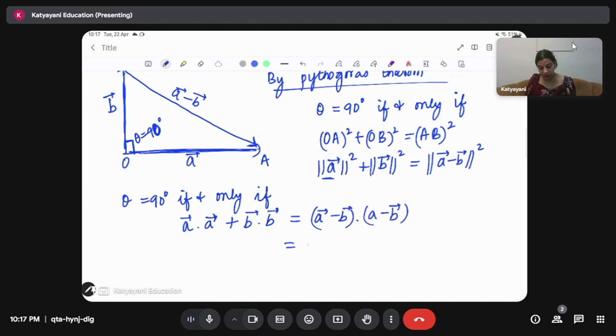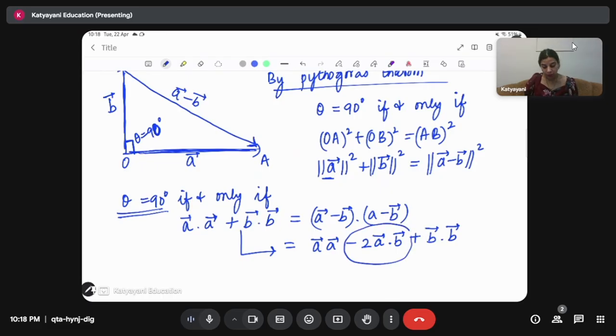Again when you open this, we have already proven this. a dot a minus 2 a dot b plus b dot b, right? When you open this, this is what you will get. तो बोल रहा है कि theta 90 degree तभी होगा when this LHS is equal to RHS. अभी LHS RHS कब equal हो सकते हैं? देखो LHS में सिर्फ हमारे पास a dot a और b dot b है, पर RHS में हमारे पास एक additional term है. तो इन दोनों की equality के लिए a dot b क्या होना चाहिए? 0 होना चाहिए. तो theta is equal to 90 degree if and only if a dot b is equal to 0. Right, so have you proven this?